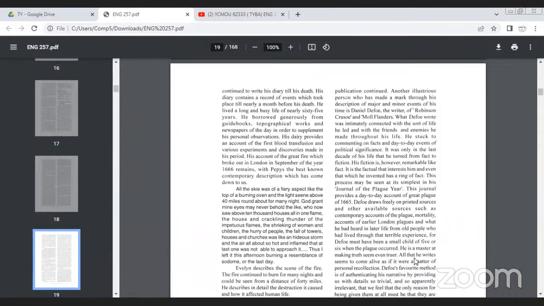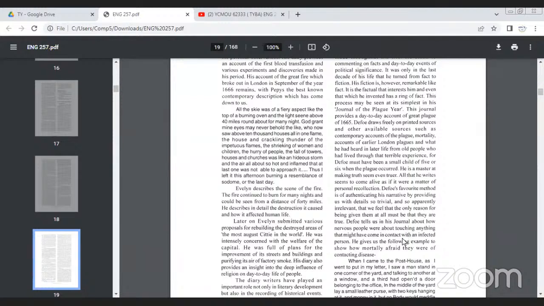All that he writes seems to come alive, as if it were a matter of personal recollection. Defoe's favorite method of authenticating his narrative is providing us with detail so trivial and so apparently irrelevant that we feel it must be true. He gives us the following example to show how mortally afraid they were of contracting disease.